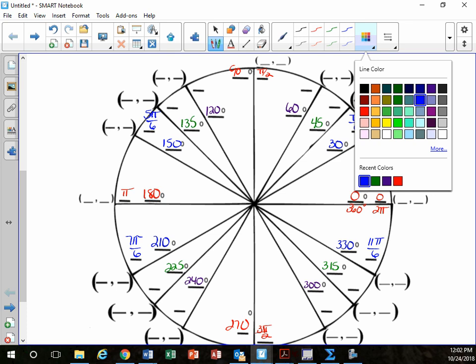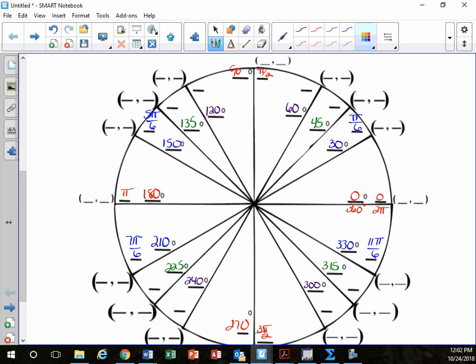All right, let's do radians for the green ones. What is 45 degrees in radians? Pi over 4. Another way to think about it, it's halfway to pi over 2, right? So that makes it pi over 4. Okay, so all the green ones are over 4s. What do you think 135 degrees is in radians? What's that numerator? 3 pi over 4. Good.